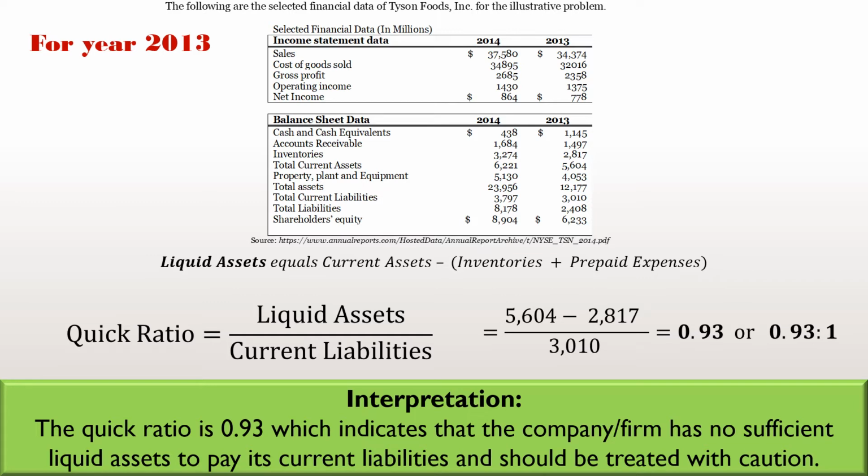Example of quick ratio for year 2013 using the financial data of Tyson Foods Incorporated. So the total liquid asset is the difference of 5,604 and 2,817, divided by the current liabilities of 3,010, which provides us the quick ratio of 0.93 or 0.93:1, which indicates that the company has no sufficient liquid assets to pay its current liabilities and should be treated with caution.